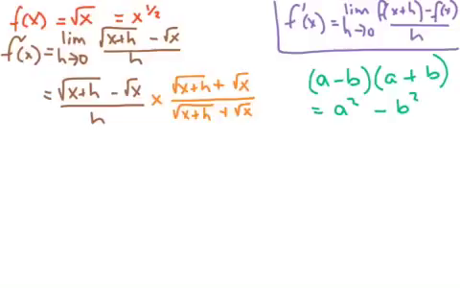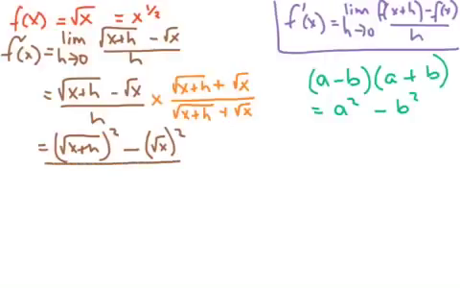So what we're going to get here on the numerator is my first term, which is the a, the square root of x plus h. That gets squared. And then it's going to be minus my second term, which is square root of x. That's going to be squared. And our denominator is now much uglier than what it was. We've got h times square root of x plus h plus square root x.